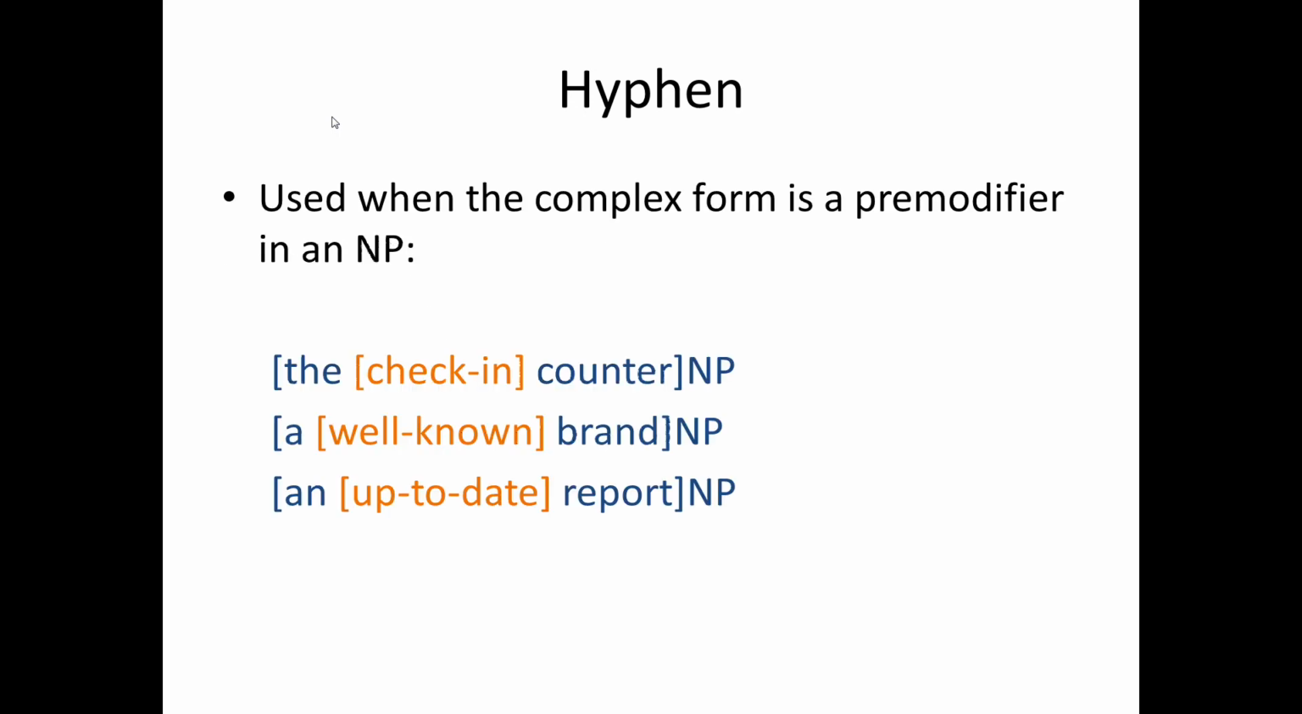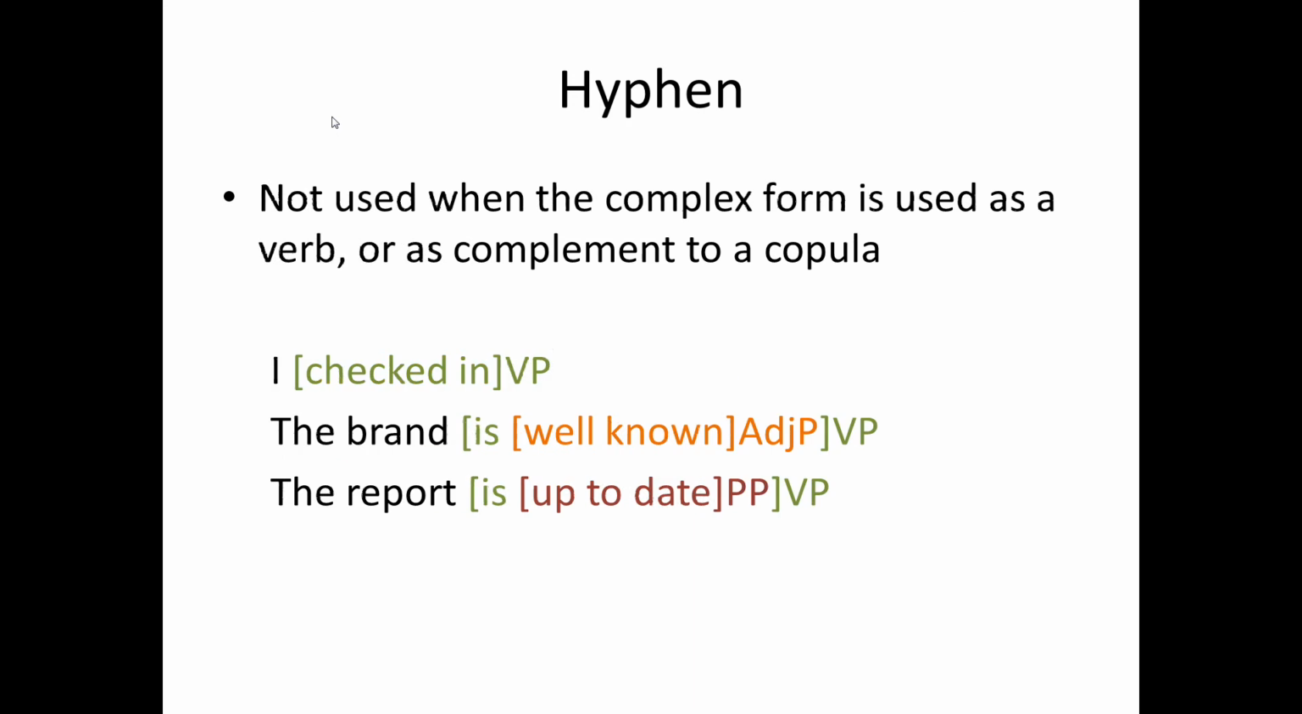When a complex form is used as a pre-modifier in a noun phrase, we use the hyphen. The check-in counter, a well-known brand, an up-to-date report. But when the complex form is used as a verb, or as the complement to a copular verb, there is no hyphen. So, I checked in, without the hyphen. The brand is well known, without the hyphen. The report is up to date, without the hyphen.